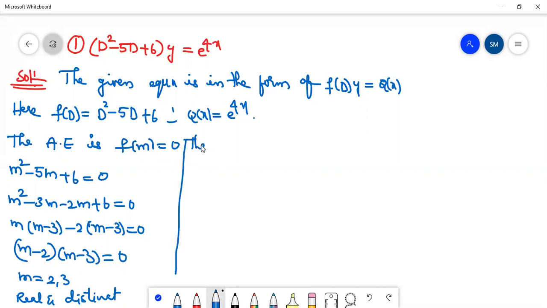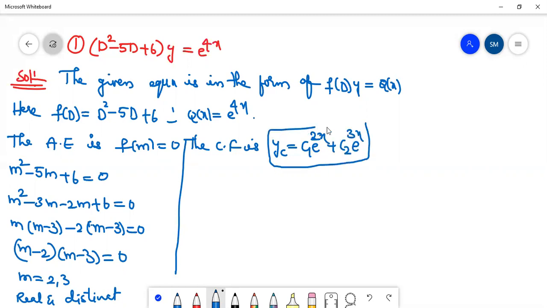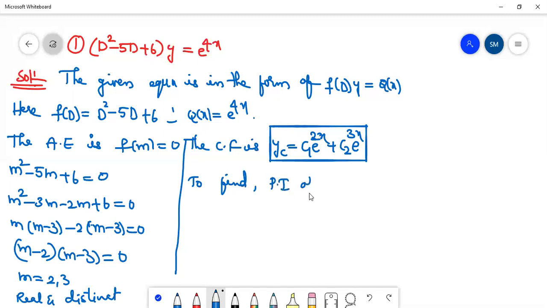Then the complementary function is yc is equal to c1 e power 2x plus c2 e power 3x. This is the complementary function. Next, to find out the particular integral of f of D into y is equal to Q of x, the particular integral is yp equal to 1 by f of D into Q of x.